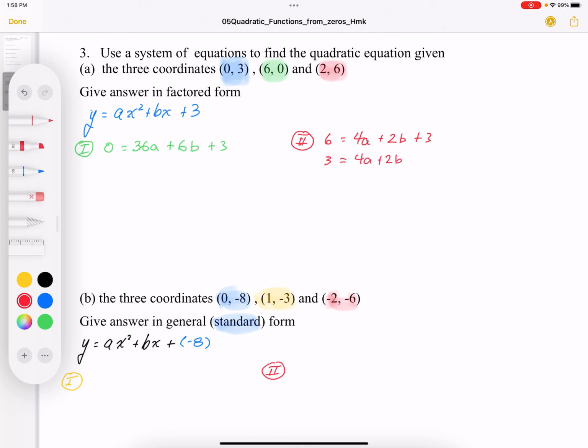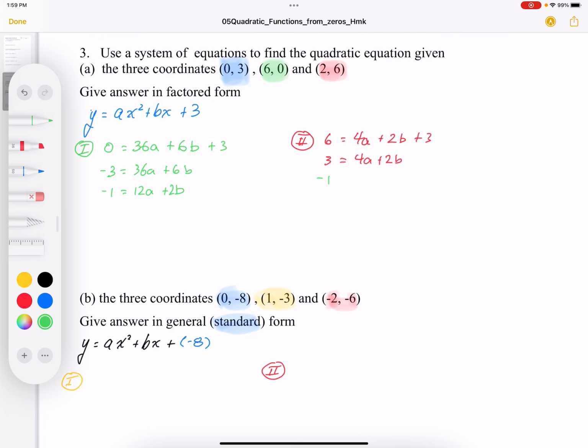They have no common factors. This one here has common factors, so I'm going to make this into negative 3 is equal to 36a plus 6b, and then divide everything by 3. So I end up with negative 1 is equal to 12a plus 2b. Sorry, divide, plus 2b.